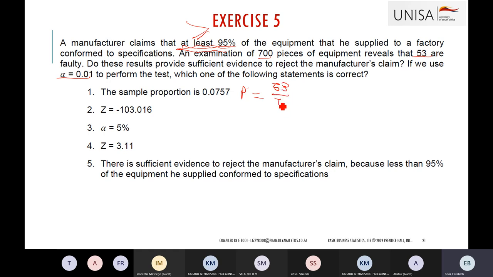So we know that we're given X and N, so we can calculate P, which is 53 over 700. What do you get? 0.0757, which means we have found our correct answer. You can also check the rest of the other answers.